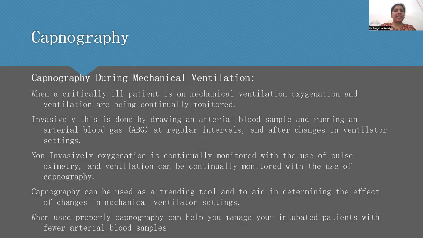During mechanical ventilation, capnography plays a very important role, especially in ICU settings. When a critically ill patient is on mechanical ventilation, oxygenation and ventilation both are to be monitored. Oxygenation is monitored using ABG, and non-invasively by pulse oximetry, whereas ventilation is monitored using capnography and ABG also. When used properly, capnography can help you to manage intubated patients with fewer ABG samples.